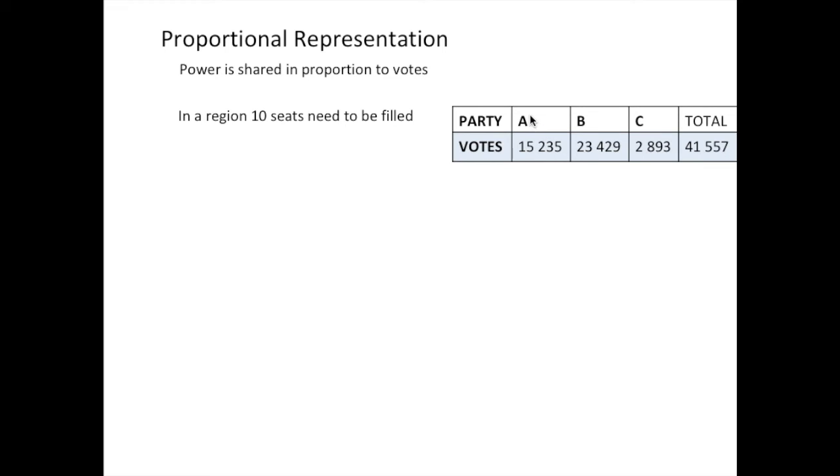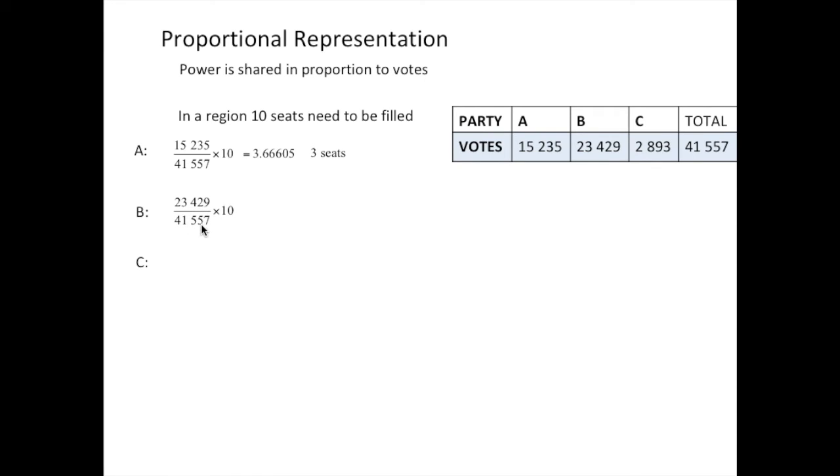We figure out, well, what proportion of the 10 seats does Party A get? We're going to look at what proportion A has out of 41,557. A has 15,235 out of 41,557, and then we're multiplying that proportion times 10, and that's going to give us 3.66605, and it goes on for a while. We have 3 and a fraction seats, but we're not going to go with the fractions. We're going to say, okay, you have 3 seats, so we round down always. So 3 seats.